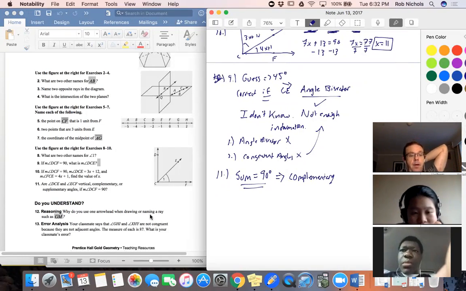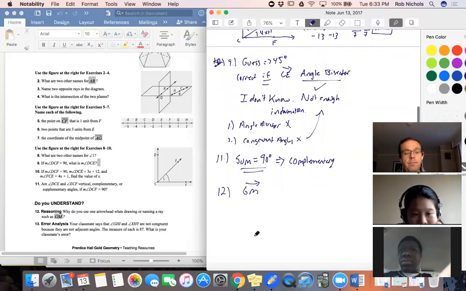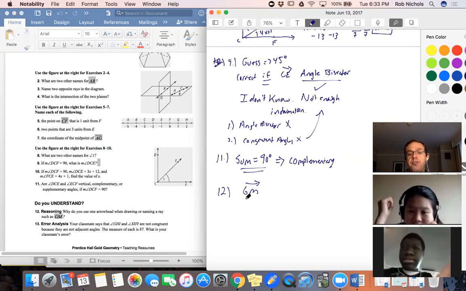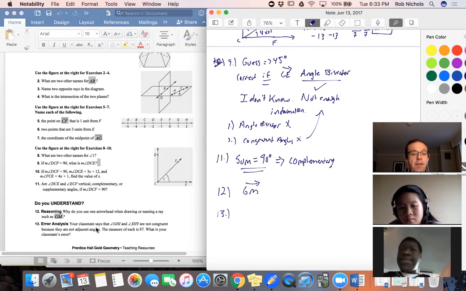Okay. Number 12. Why do we use one arrowhead when we draw a ray, such as ray GM? So in number 12, this is evidently supposed to look like this. Why is it only one arrowhead when I name a ray? Because it's pointed at one direction. Right. So a ray has a starting point and it goes on forever in only one direction. Perfect. So that's what I would write. And then 13.